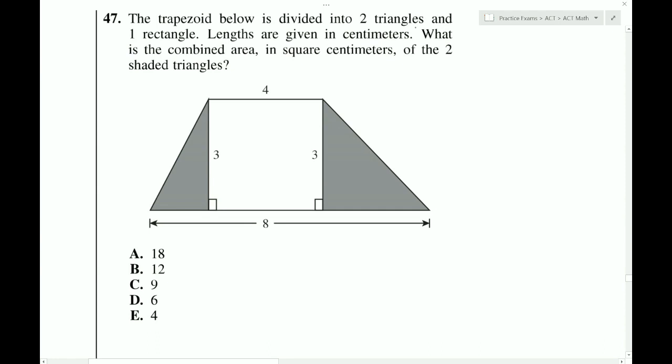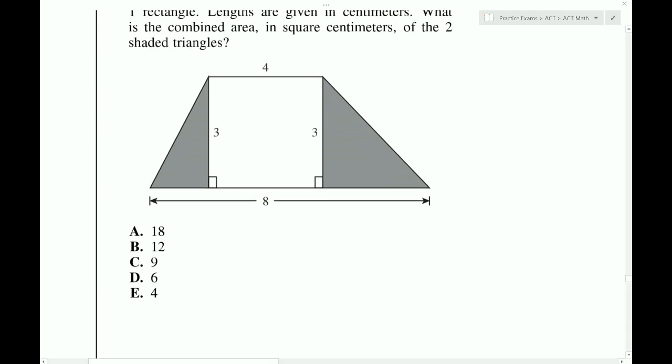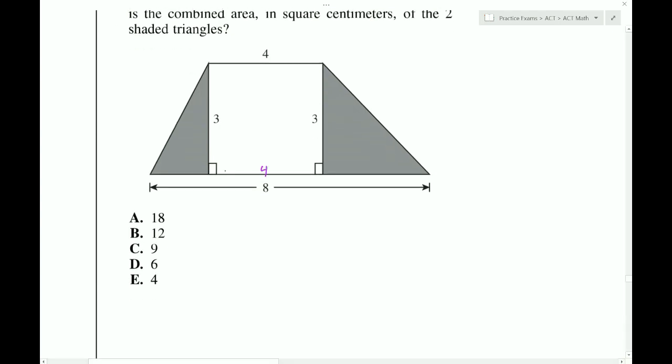The trapezoid below is divided into 2 triangles and 1 rectangle. Lengths are given in centimeters. What is the combined area in square centimeters of the 2 shaded triangles? Okay. Let's see. Well, we know that this length here is going to be 4. Alright. So we know that there's going to be 4 left over for these other bottom pieces.